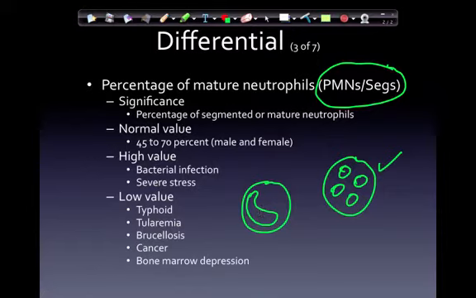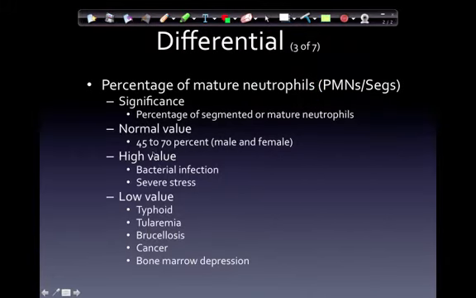The normal amount of mature white blood cells should be somewhere between 45 to 70%. High values of this would be bacterial infection or severe stress. If you're stressed, your immune system will respond because of the amount of natural steroids that you're secreting. Low values on this: typhoid, tularemia, brucellosis, cancer, bone marrow depression, anything that would suppress the production of white blood cells.